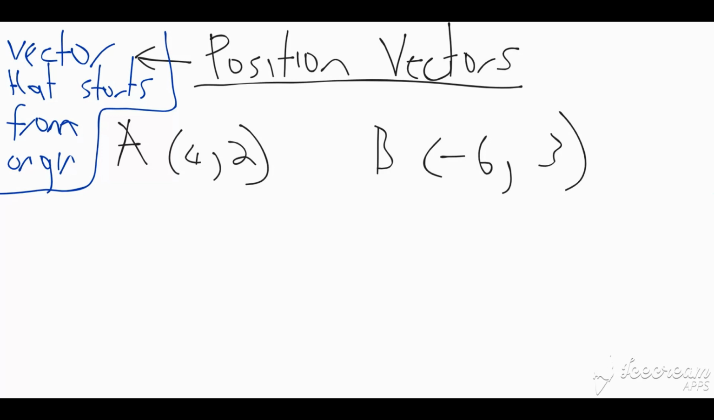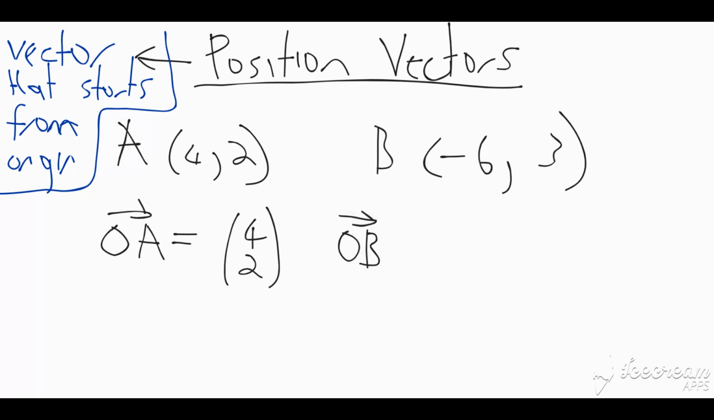Now to put this in vector form, because we start from the origin, we're going to have OA. So we start from the origin and we go to A. So as a vector or as a position vector, this becomes the column vector (4, 2). Similarly for B, B is a coordinate in this form, so we have (-6, 3). But B is represented with respect to the origin, and therefore B can be represented as a position vector. And we're going to have it as OB with an arrow above it, equal to the column vector (-6, 3).